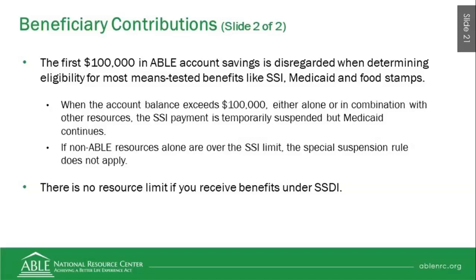Now, when that balance exceeds $100,000, either alone or in combination with other resources, the SSI payment is temporarily suspended, but Medicaid continues. So again, I'm saying the first $100,000 in ABLE is totally disregarded in counting resources, and there's no time limit to remain in this suspended status. So once you drop under again, Social Security could restart those payments.